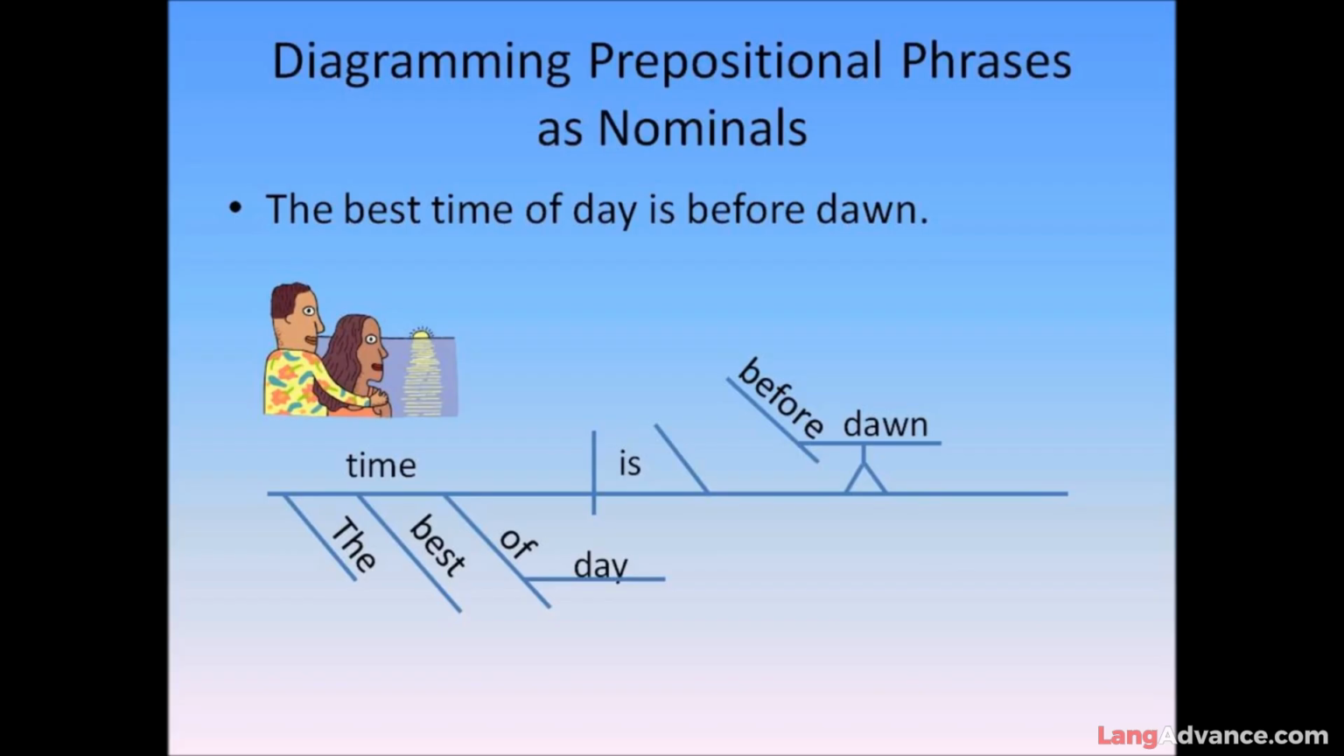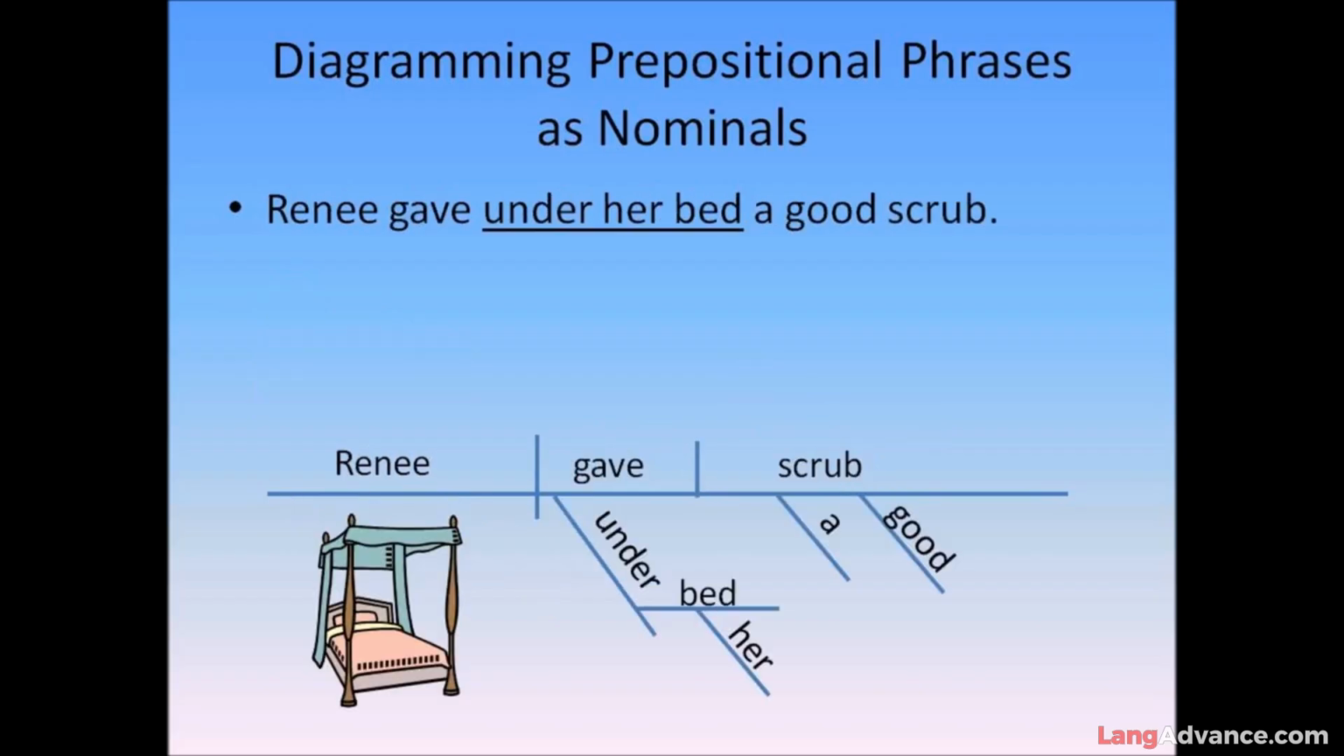In the third example, Renee gave under her bed a good scrub. Under her bed answers the question where. It also could be considered the indirect object of the sentence. Renee gave what? A scrub. Renee gave a scrub to whom or to what? Under her bed. Renee is the subject, gave is the verb, scrub is the direct object. A and good both describe scrub, and under her bed is the prepositional phrase that can either be used as a phrase describing where she gave or to what she gave.